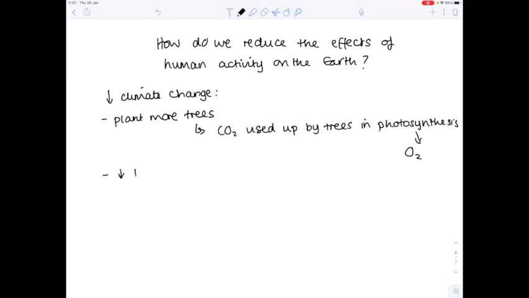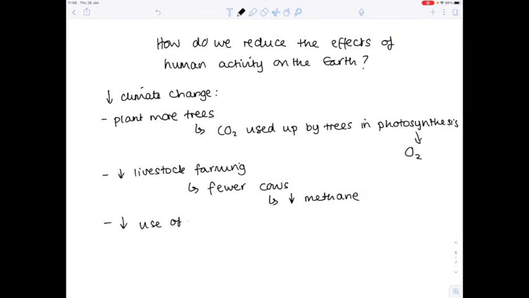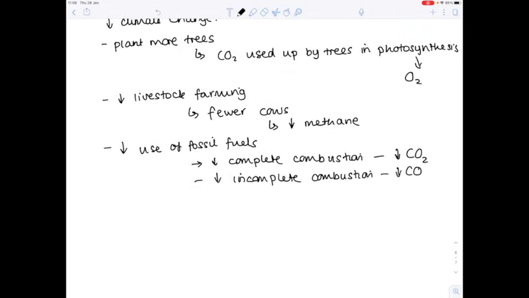We can decrease our livestock farming. Make the links here. Why? Because fewer cows means a reduction in methane gas, which is burped and farted out. We can decrease our use of fossil fuels, so less complete combustion will lead to less CO2 being released. Less incomplete combustion will lead to less carbon monoxide being released. And remember, linked with fossil fuels was also nitrogen oxides and sulfur oxides, which lead to acid rain. So if we burn less fossil fuels, then theoretically we'll have less acid rain.